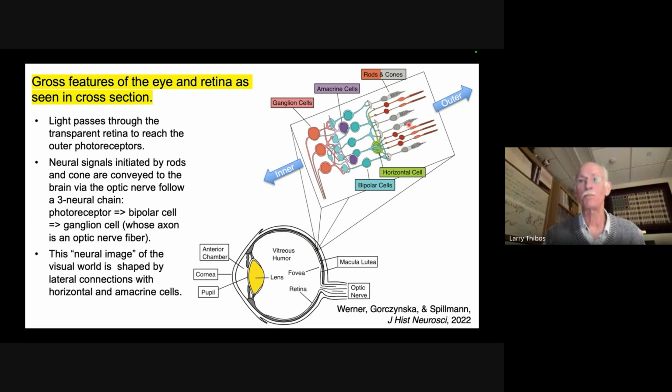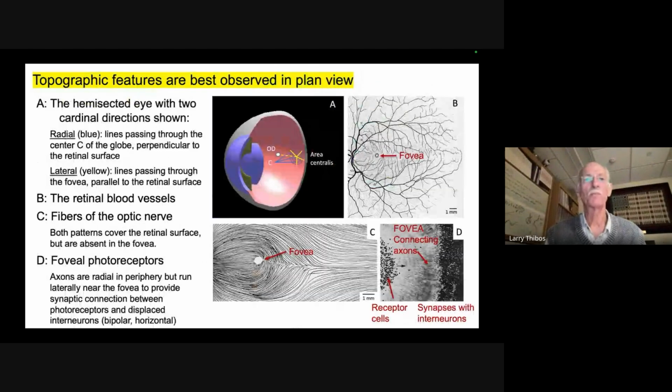Now, on the other side of this retina, on the outer surface, we have the rods and the cones. In between, there's a layer of interneurons that relay messages from the photoreceptors through the relay neurons to the ganglion cells and then out to the brain. Now, the eye also has important topographical features that are best observed in plan view, as if you were in the center of the globe looking down onto the surface of the retina.